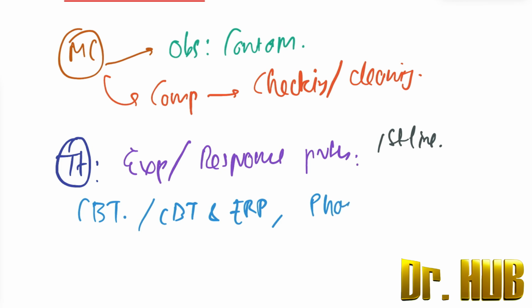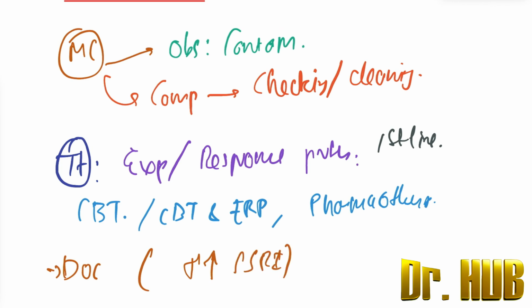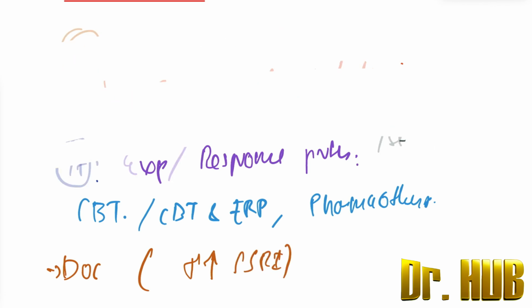Next is pharmacotherapy. Next we have the DOC. DOC means drug of choice, and it is a very high dose of SSRI. So a high dose of SSRI will be the drug of choice.